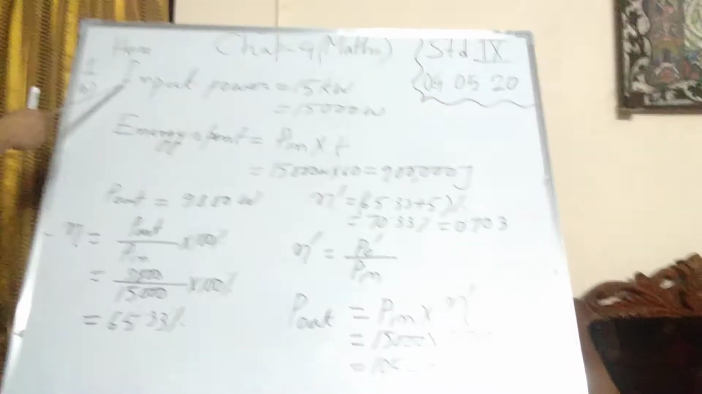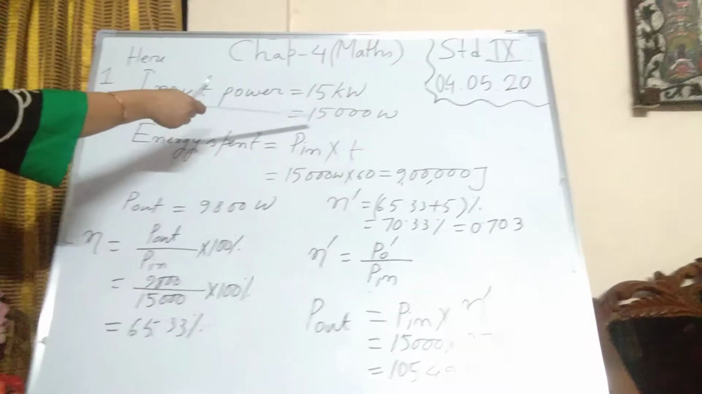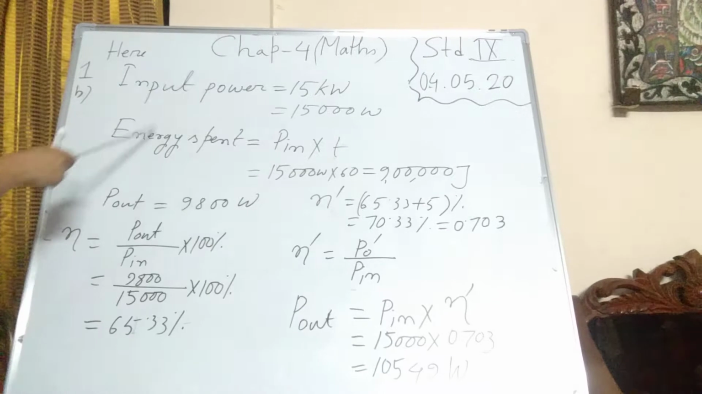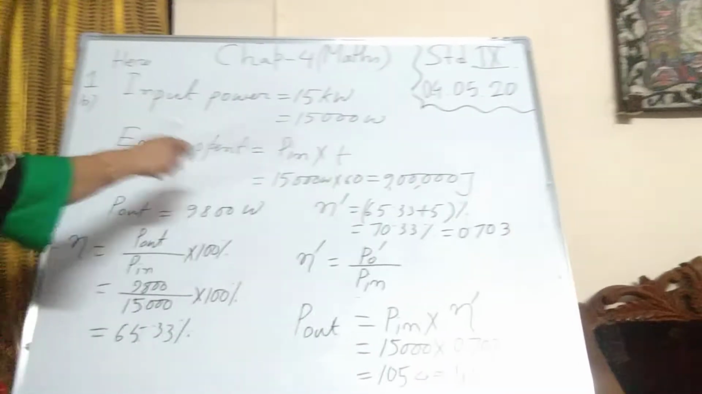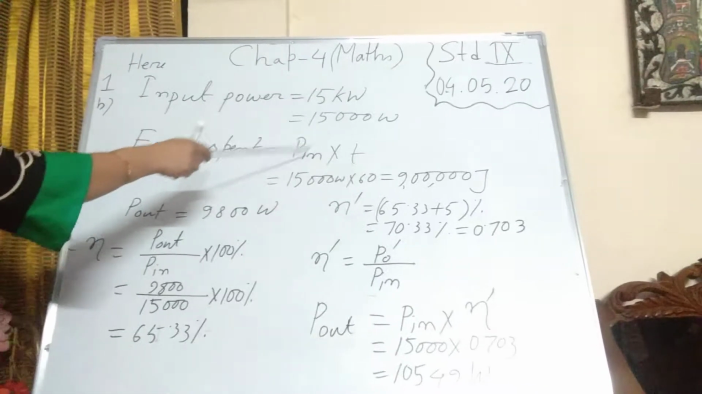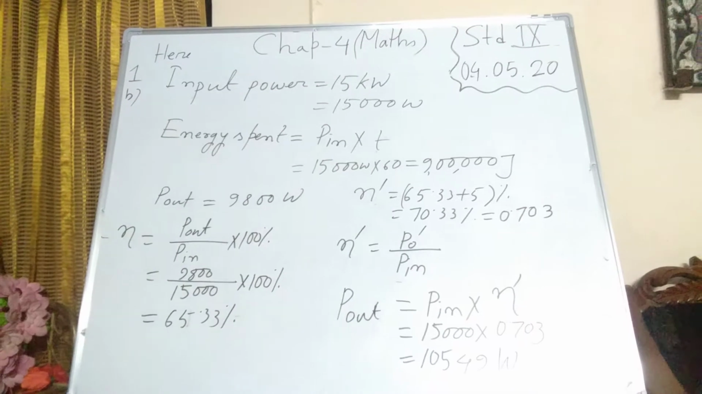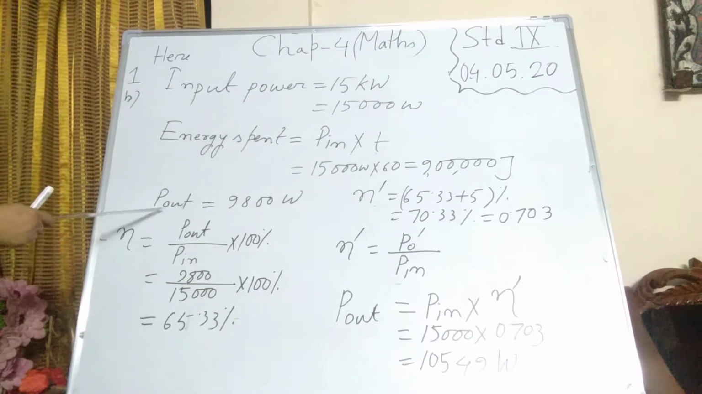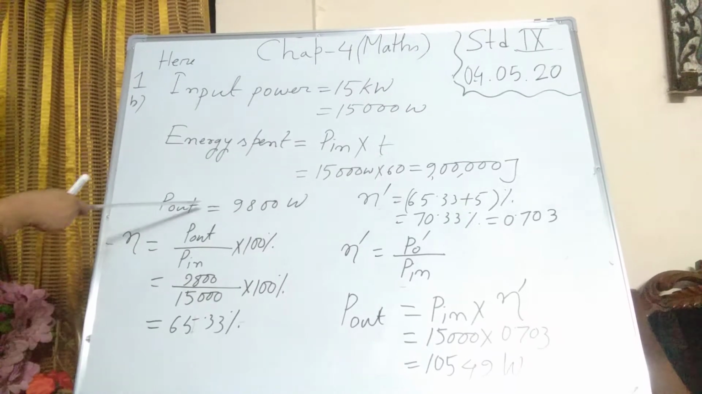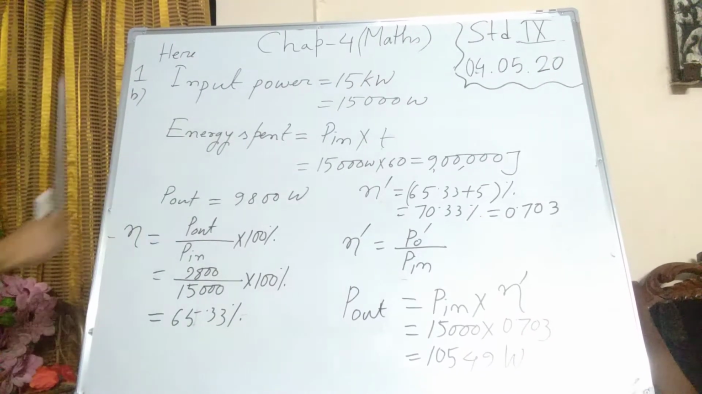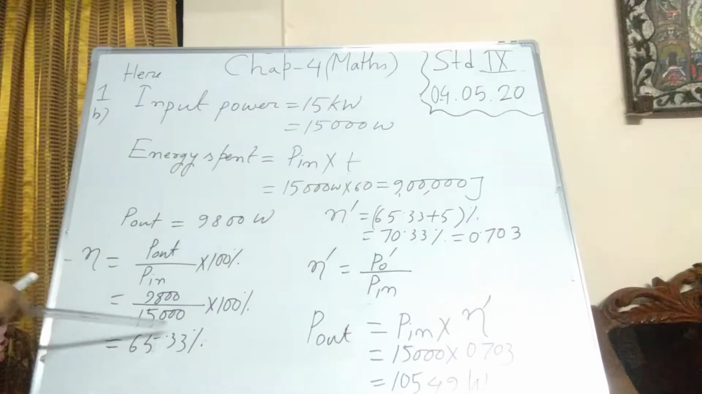So here what is given? Input power is given, 15 kilowatt. 15 kilowatt means 15,000 watt. So energy spent equal to what? In the time of 60 seconds, energy spent equal to P input into time. If we multiply these two, we will get 9 lakh joule. And P output, that is already found out in A number, that is 9,800 watt. So easily we can find out the efficiency in the first case of the motor.